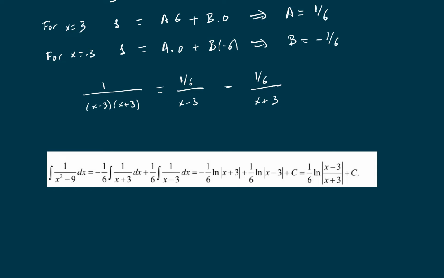And this is the method. Now there are rules to do it. Not always you have to use it. This is a linear factor, x plus 3. x squared minus 9 is x minus 3 times x plus 3, and these are linear factors. With linear factors, this works like this. When we find x squared plus 9, it will be a different story to use partial fraction.